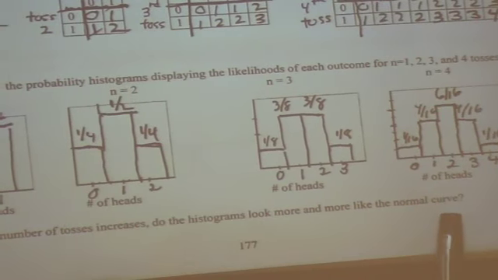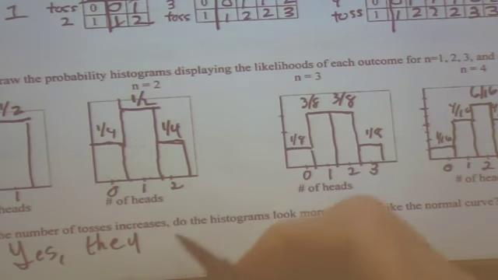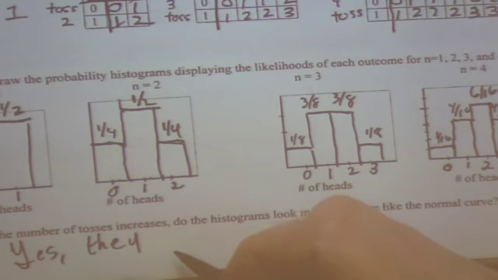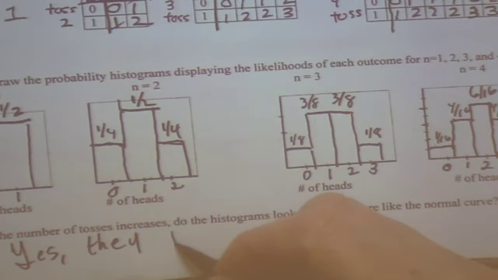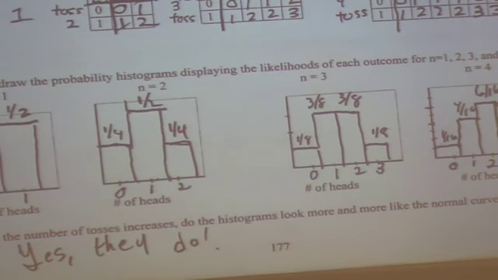All right, now as you can see, as the number of tosses increases, do the histograms look more and more like the normal curve? Yes, they do. Look at this. Yay! They look more and more like the normal curve. So, let's turn the page here.